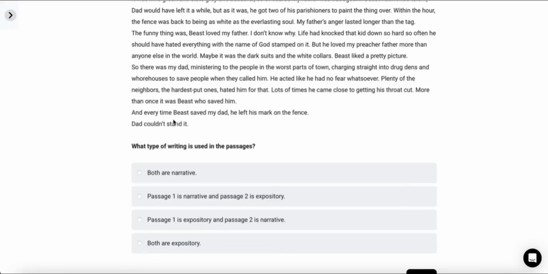What type of writing is used in the passages? All these answer choices mention either narrative or expository. Narrative is a word that means story, and expository means it's intending to explain something. So it would be something like a manual or essay.